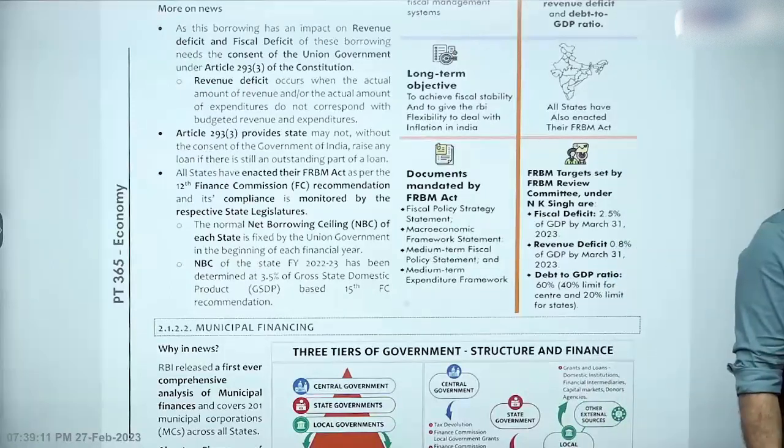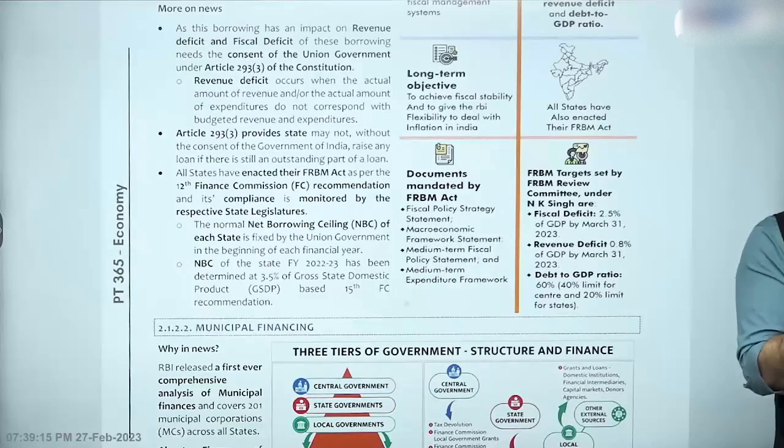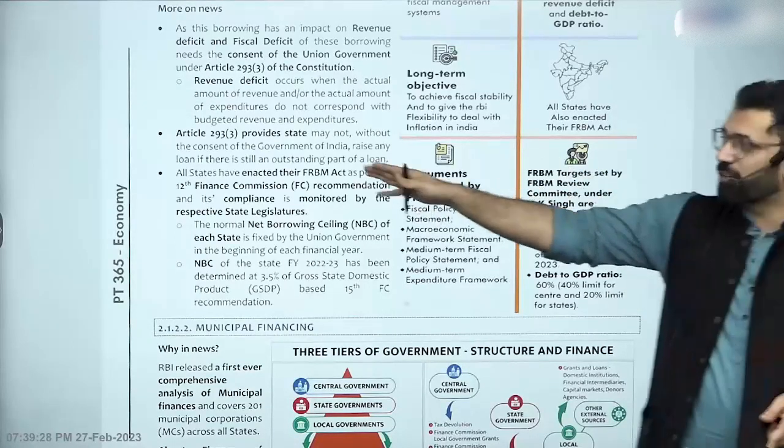The center is not doing it. The center stopped this last year in the budget. See, the center, when you have to implement your own rules, like the FRBM since 2003, they keep on extending. So who will apply it on the center? Who will enforce it on the center? Here the center has this Article 293 power.